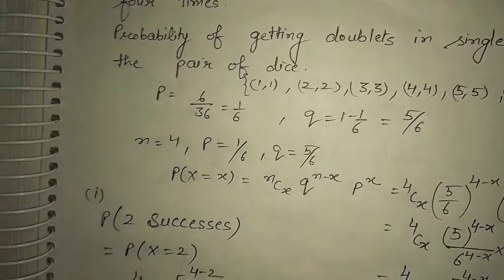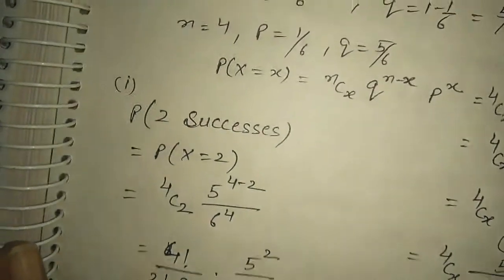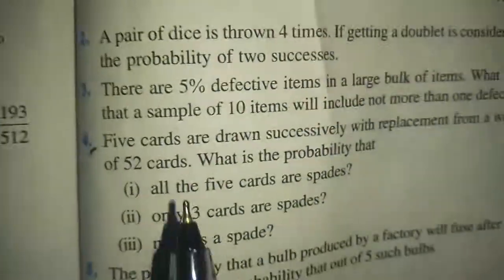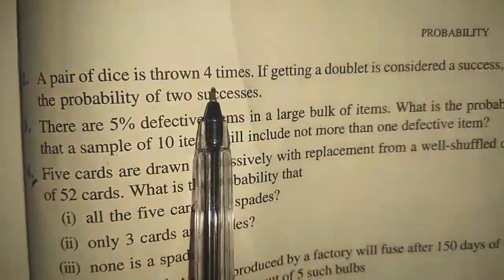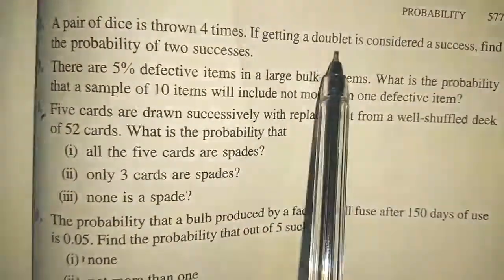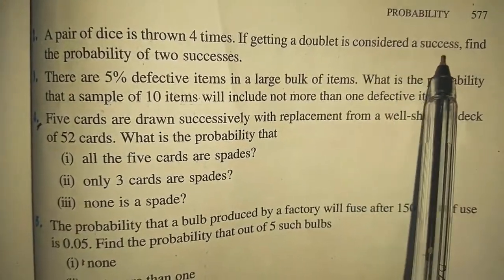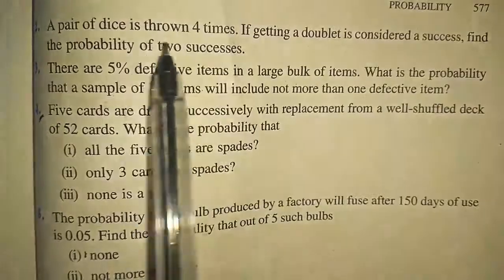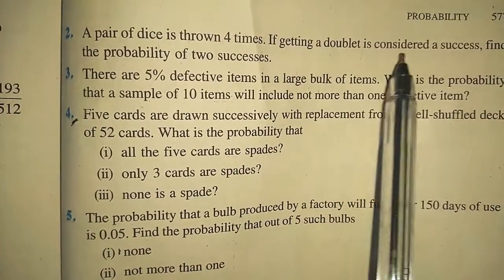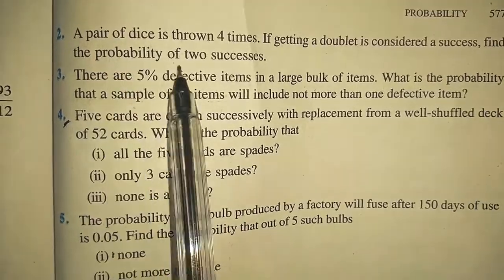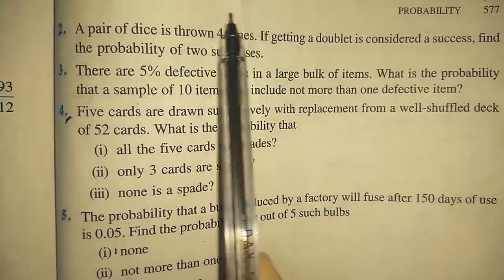Now the second question is: a pair of dice is thrown 4 times. If getting a doublet is considered a success, it means if a pair of dice is thrown one time, then a doublet is a success. Find the probability of 2 successes. And we are throwing 4 times.